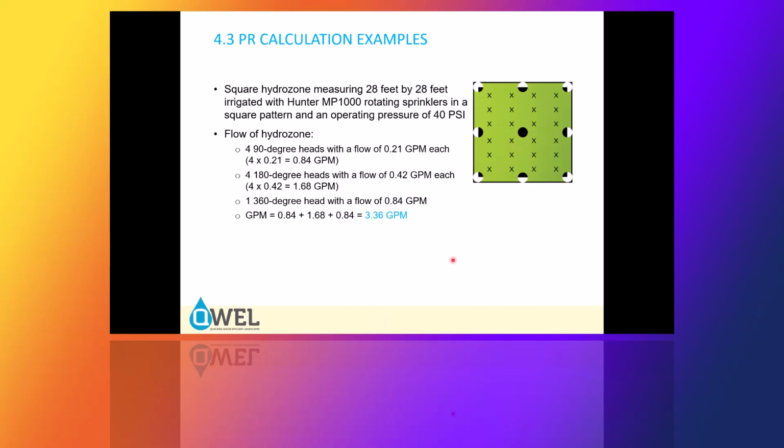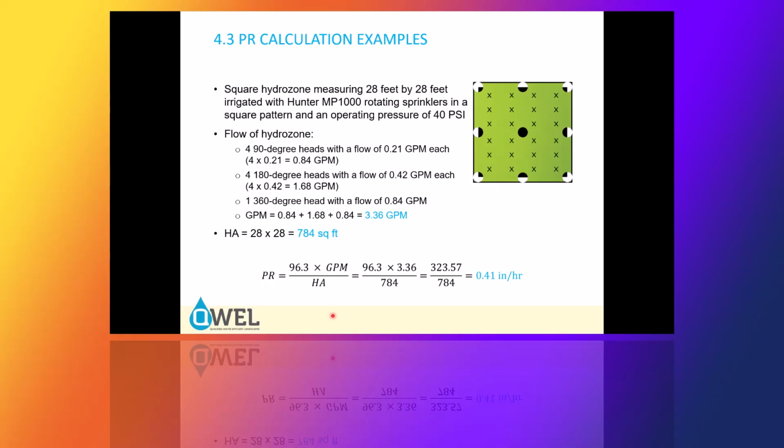To get our flow rate, we add them all together. So we've got 4 times 0.21 is 0.84, 4 times 0.42 is 1.68, and then 1 with a 0.84, you add those all up, and so we know that our flow rate for that hydrozone is 3.36 gallons per minute. Our area is 28 by 28, or 784.